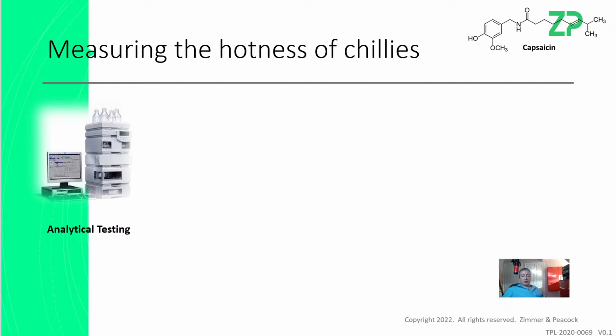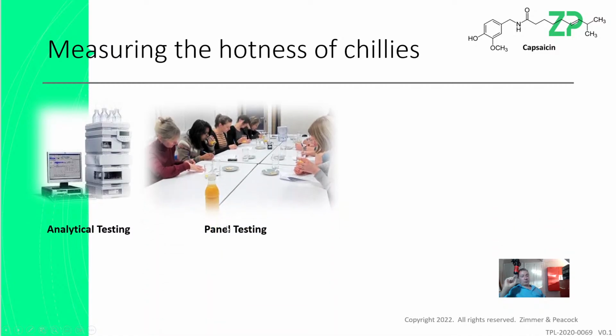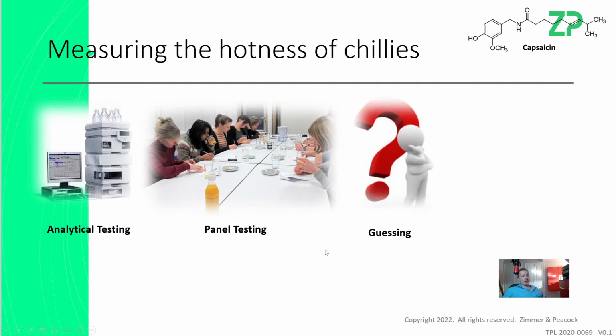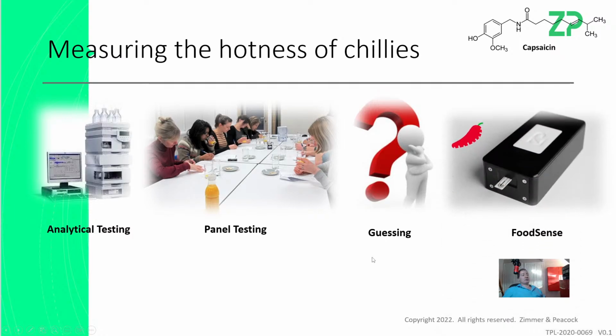Now, you can do it by HPLC. I'm going to talk about HPLC, and I'm going to talk about the FoodSense. I'm going to talk about how HPLC deals with interferences and how the FoodSense can deal with interferences as well. So you've got 4 ways of doing this. You've got the analytical testing by HPLC. You've got panel testing, I'll just touch on that in a bit, the subjective way. Guessing, this is by far the most common way that's actually happening in the food production industry. And FoodSense.